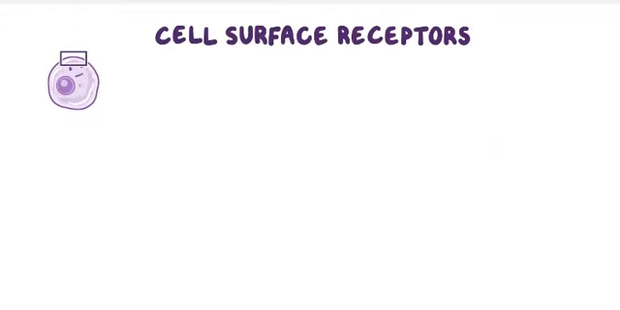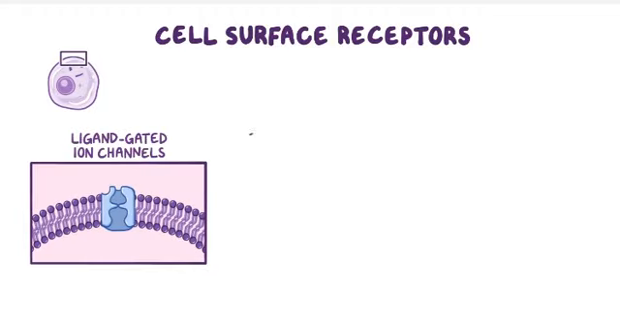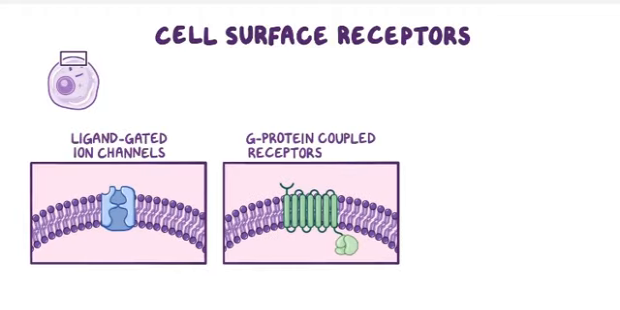Starting with cell surface receptors, these are embedded into the plasma membrane, and based on their structure and properties, cell surface receptors fall into three main types: ligand-gated ion channels, G-protein-coupled receptors, or GPCRs, and enzyme-coupled receptors.